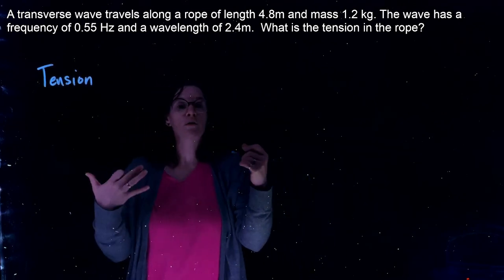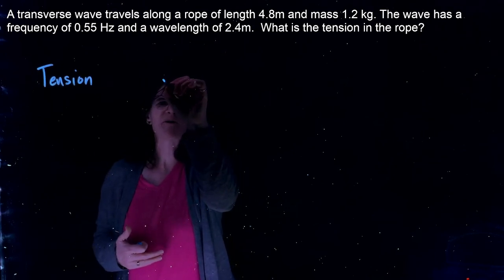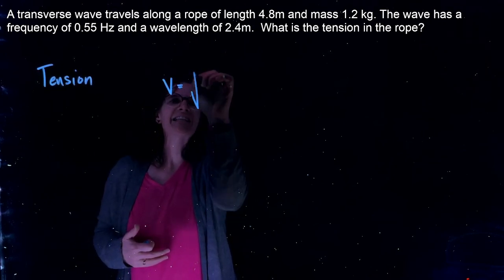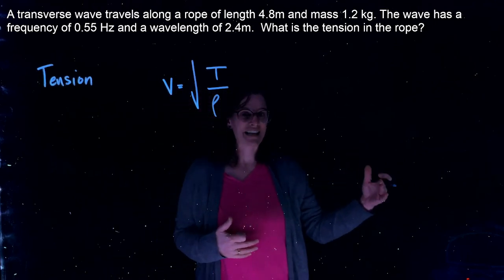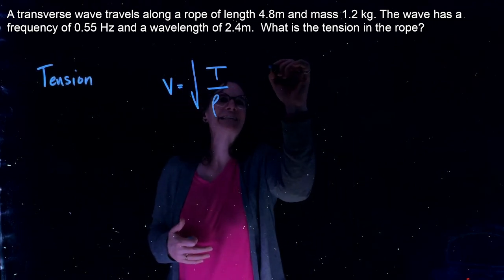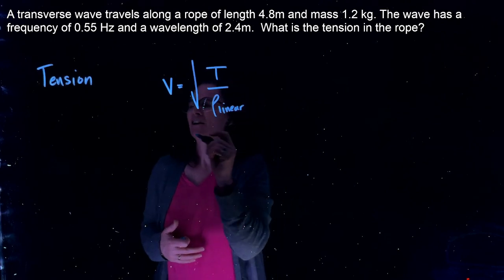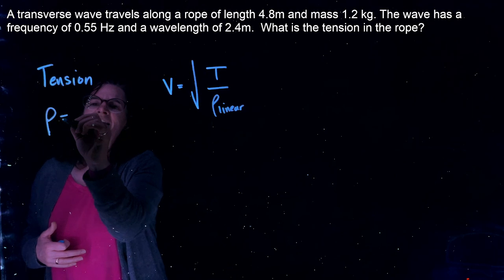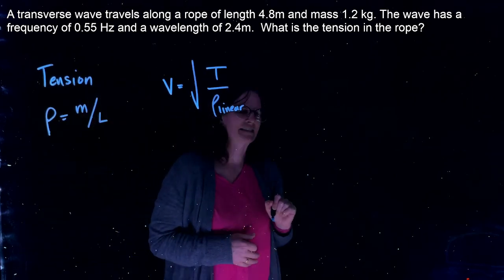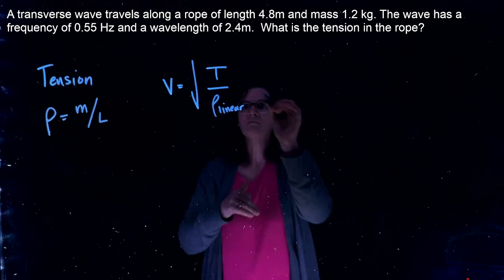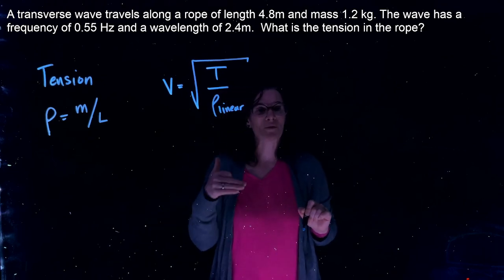We know for a transverse wave on a rope, the velocity is equal to the square root of the tension divided by the linear density. And remember, in this case, this is linear density, and our linear density is equal to our mass per length. So the velocity is the square root of the tension over the linear density.